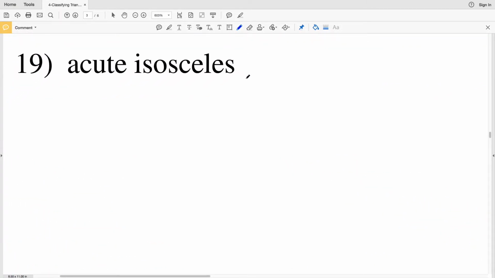Number 19 asks us to draw an acute isosceles. For an acute triangle, that means that all three angles will be acute, and for an isosceles triangle, that means two sides will have equal measures. So when drawing this, I recommend using a ruler and a protractor, and also indicating with symbols which sides are congruent. However, since I'm on the computer, I'm going to estimate.